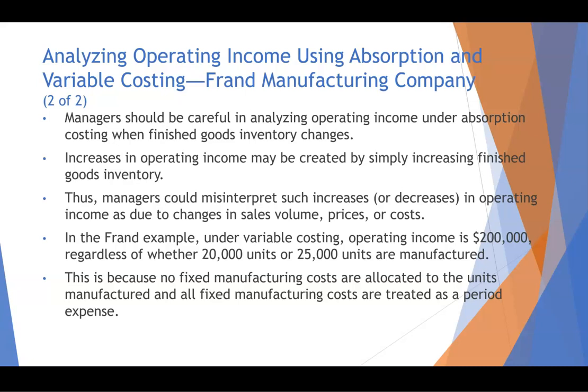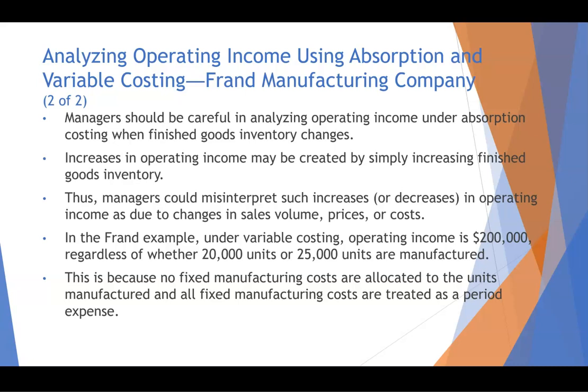Managers have to be aware of analyzing operating income under absorption costing when finished goods inventory changes. Increases in operating income are created by simply increasing the finished goods inventory. So managers could misrepresent increases or decreases in operating income based on sales volume changes or prices or costs.